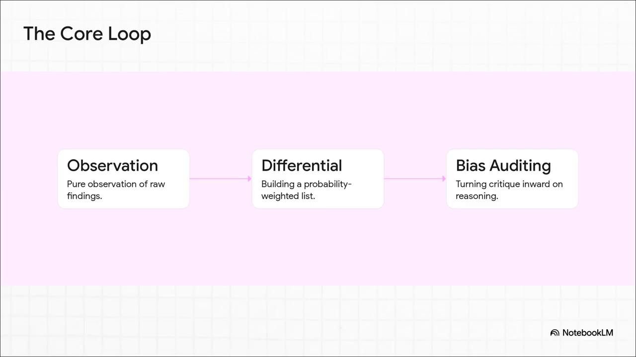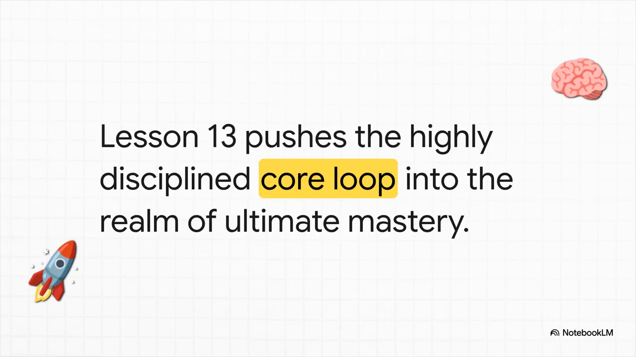It's a very disciplined loop. First up, pure observation. Second, differential building, which is taking those raw findings and creating a stress-tested, probability-weighted list of possibilities. And third, bias auditing, which is where you turn your critique completely inward. You literally can't skip these steps if you want to be an expert. They are the scaffolding.